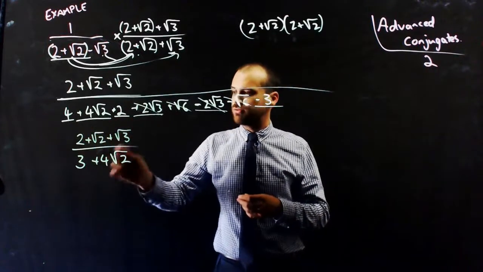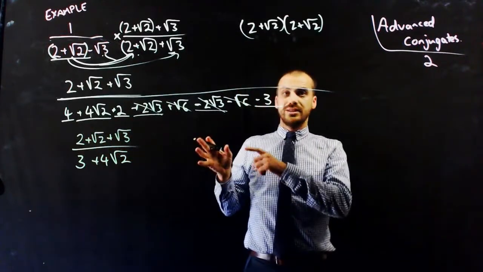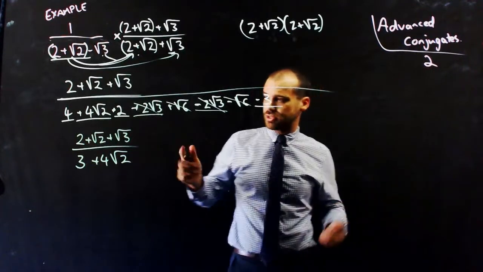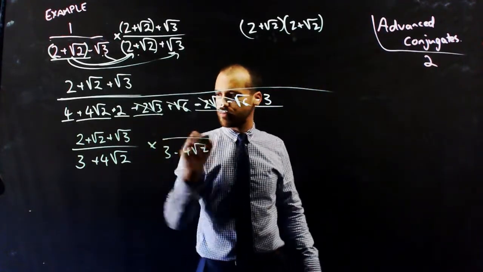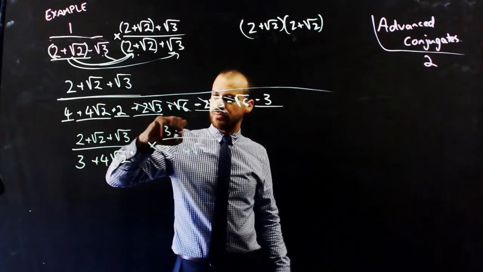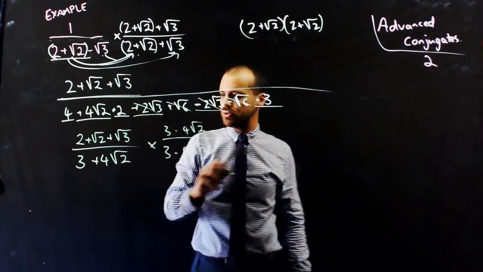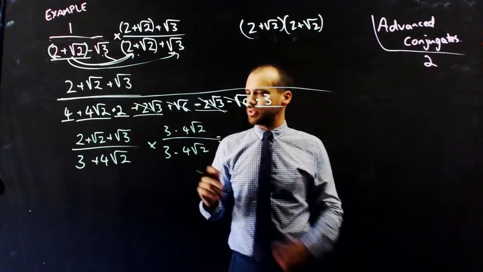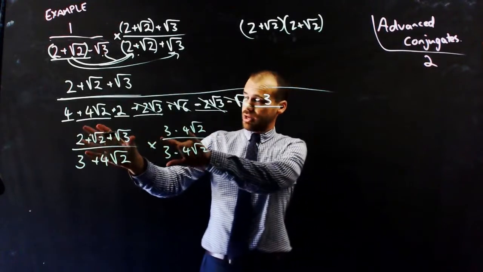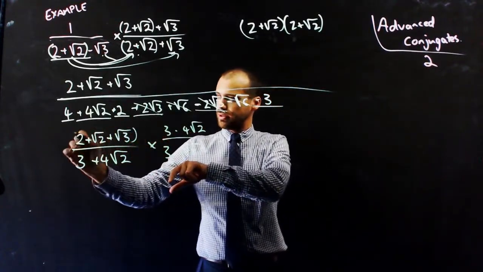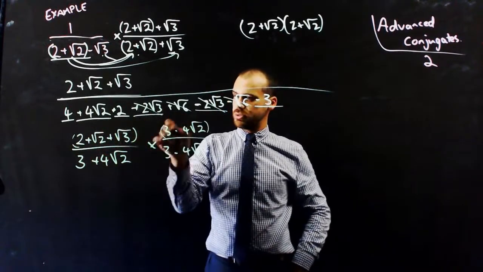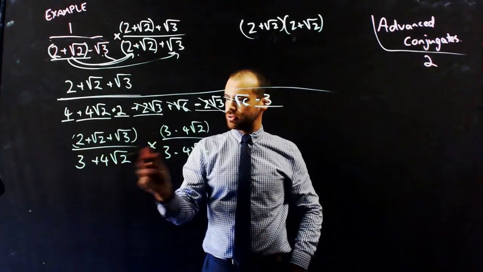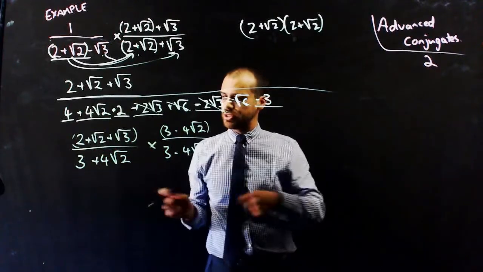So the fraction is 2 plus root 2 plus root 3 over 3 plus 4 root 2. That is really simple. That's just rationalizing a conjugate. 3 minus 4 root 2, top and bottom. May as well do that over here now. So you're going to have to put that in brackets, and multiply all of those terms by that, and then do your rationalizing here.